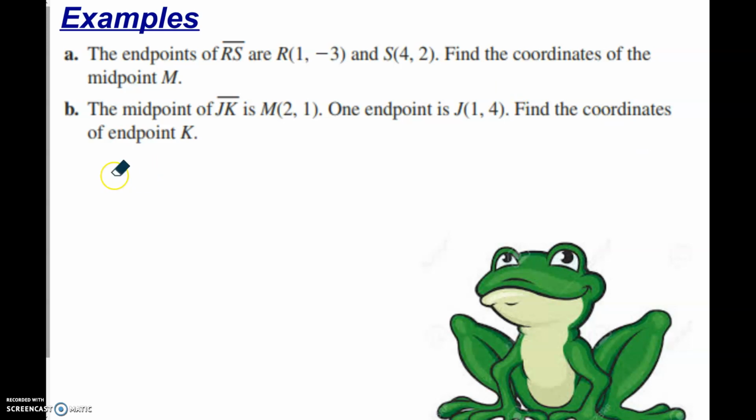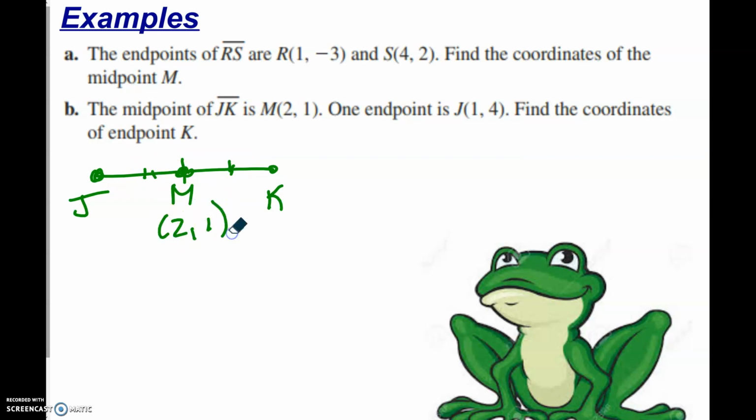All right, the midpoint of JK, so we have J and K, and now they're telling us that this midpoint right here, M, is at (2, 1). One endpoint J is at (1, 4). Find the coordinates of endpoint K. You can pause the video right now and give this a try, and I'm just going to continue working this out.